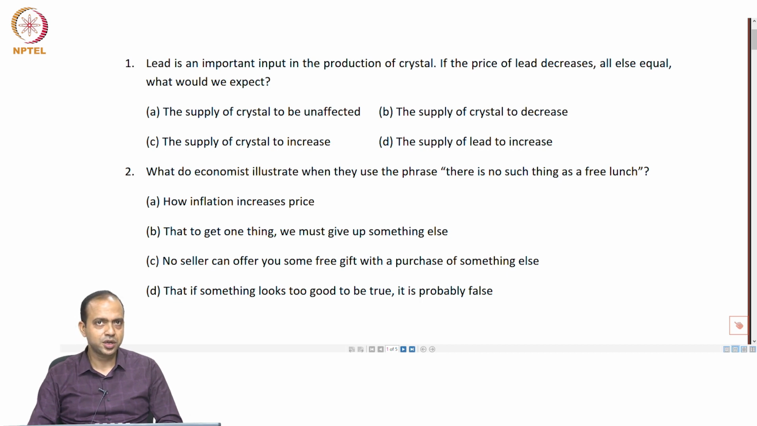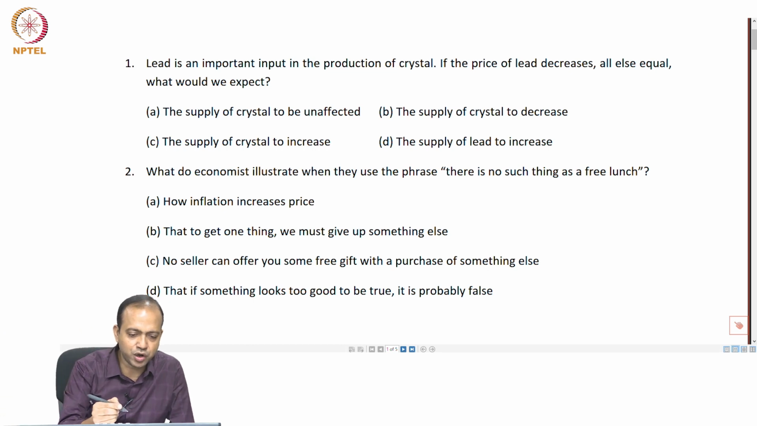The fourth option is, if you recall in yesterday's class we said that demand for input is actually derived demand. So lead as such does not have any direct demand. Demand for lead is actually derived from the demand for crystal. So obviously when the price of lead decreases, the supply cannot increase, because supply is upward sloping, and it cannot increase when the price of the product is decreasing. So obviously the option would be the third one, the supply of crystal will increase.